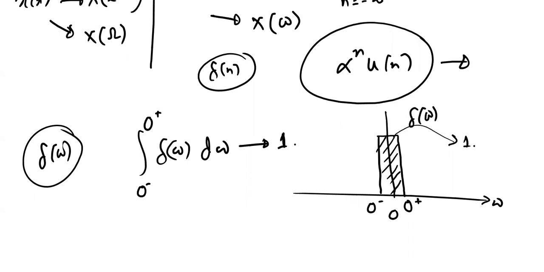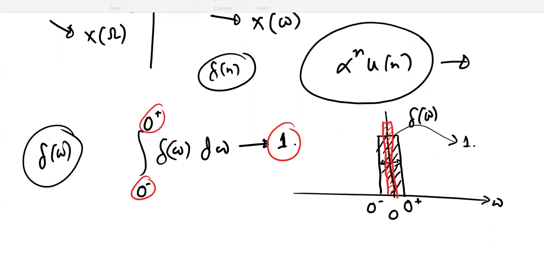If you narrow down this width more and more, definitely the height will increase. So that's why the delta function is known as a concept where the area is unity. The area is unity. There is no fixed limit of 0 minus and 0 plus. It shows that this is a very small and tiny space.